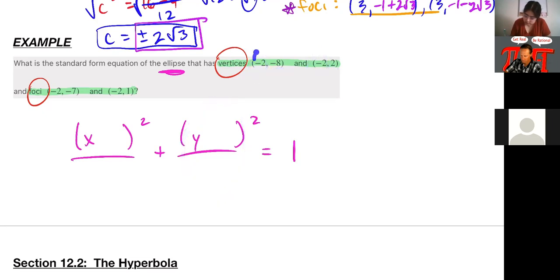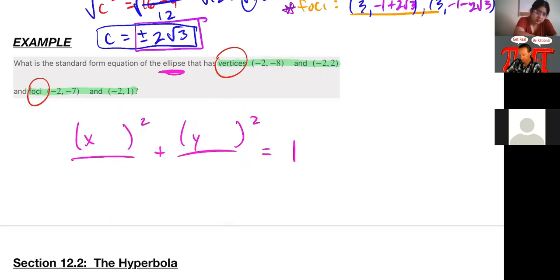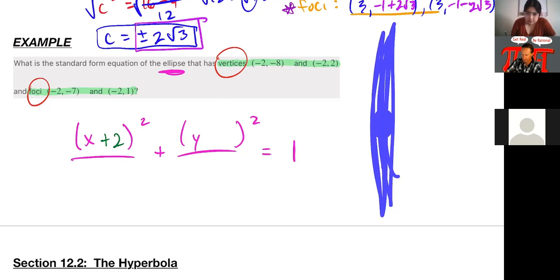So what can we use for these negative twos? How does that give me some stuff? And then what about the negative 8 and 2? Do these tell me anything about my center or my A and my B? Oh, that H equals 2? Very good. So we can put a positive 2 there for my X, because I know that didn't change, but the Y values did change. So I know my center.